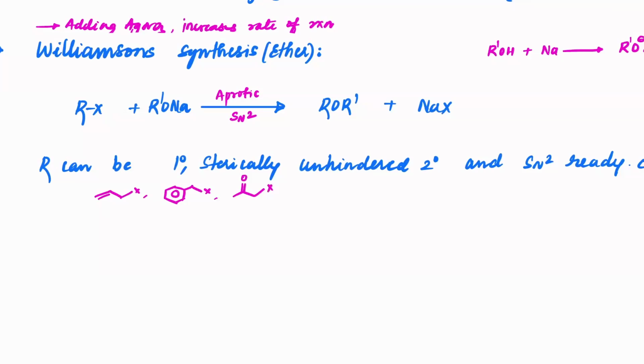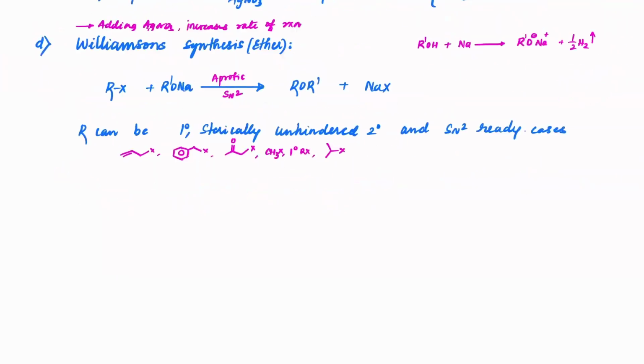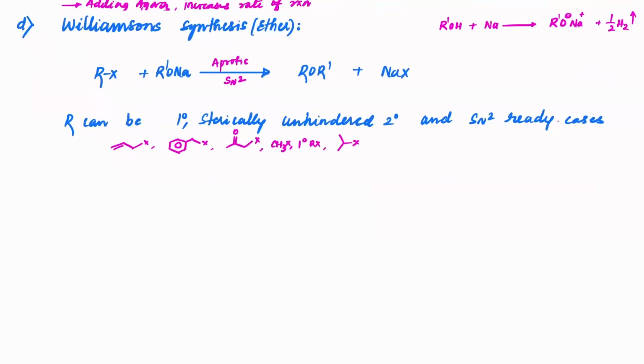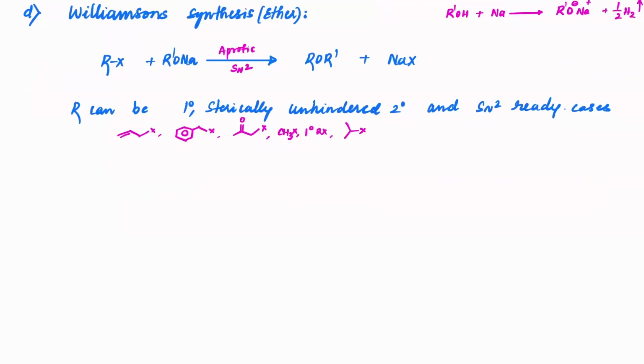These are highly favorable SN2 cases. So CH3X, 1 degree alkyl halide, and very less hindered 2 degree alkyl halide like this. So only these kind of alkyl halides will be able to react in the above reaction. This is what happens with Williamson ether synthesis. Clear everybody? And see these examples here one by one.